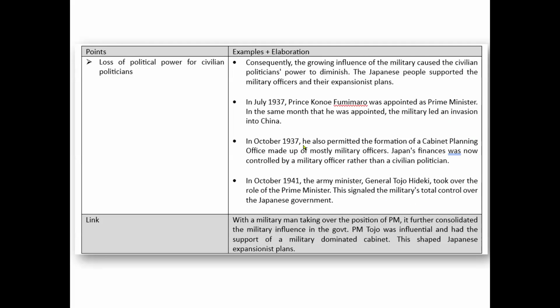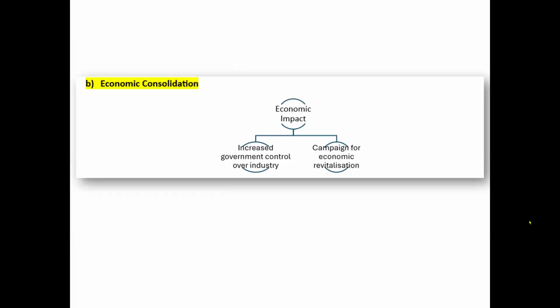In October 1937, he permitted the formation of a cabinet planning office that was basically the military offices. Japan's finance minister was also now controlled by a military officer. And of course, General Tojo Hideki, the man who envisioned Japan's military invasion into Southeast Asia, took over the role of prime minister. So once you have a minister that is an army general, you obviously have a country that is not only pro-war, but pro-aggression and pro-military. So now you realize that everything about Japan was very much military.